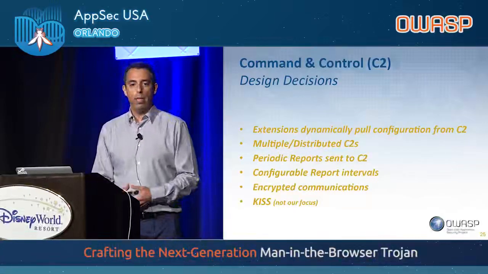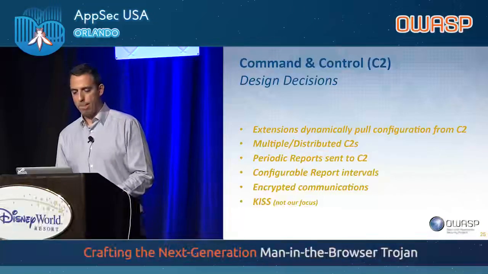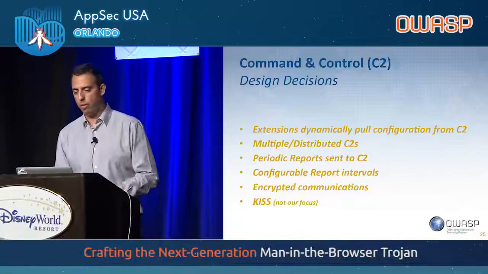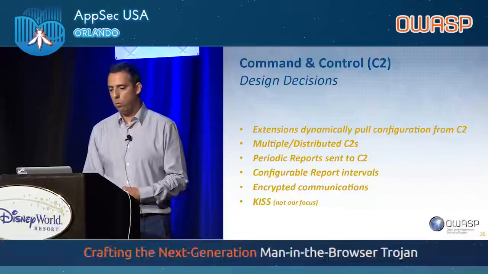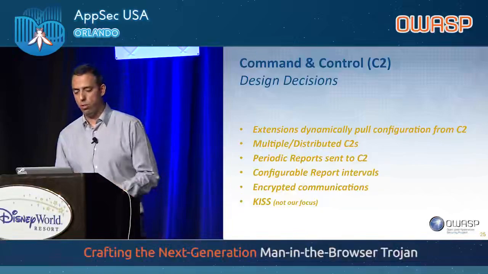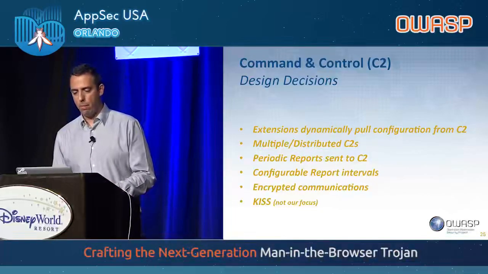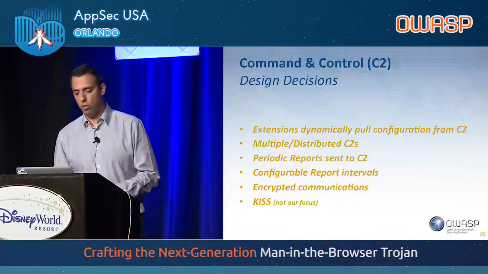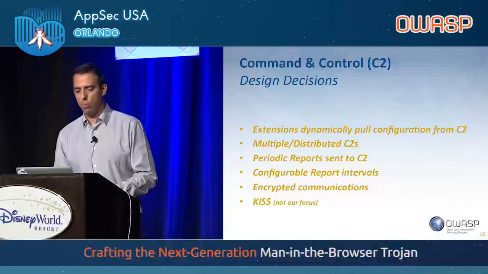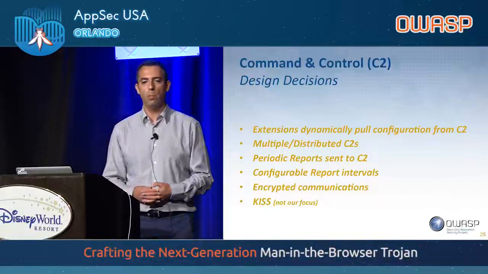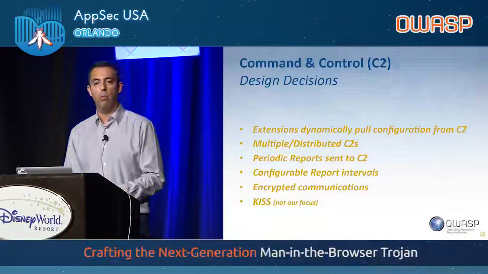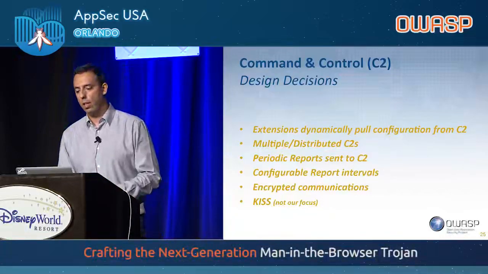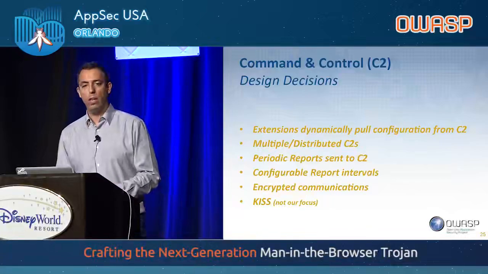We also needed to implement a command and control, C2, with the following requirements. Extensions need to dynamically pull configuration from the C2. We want to have multiple distributed C2. The periodic updates must be sent to the C2 at configurable intervals. It needs to use encrypted communication, and it should be as simple as possible because we don't really care about the C2. We were just doing a POC, and we care more about the extension itself than the C2.